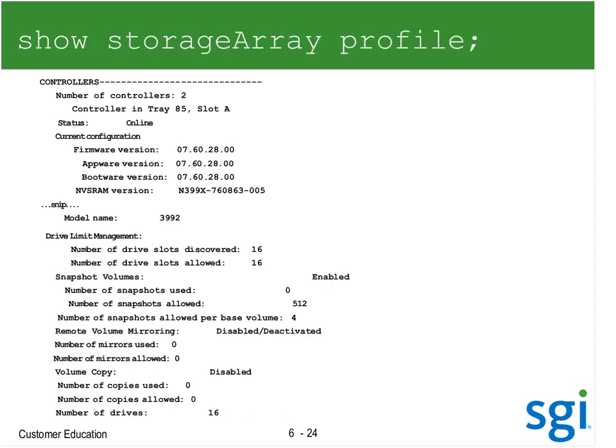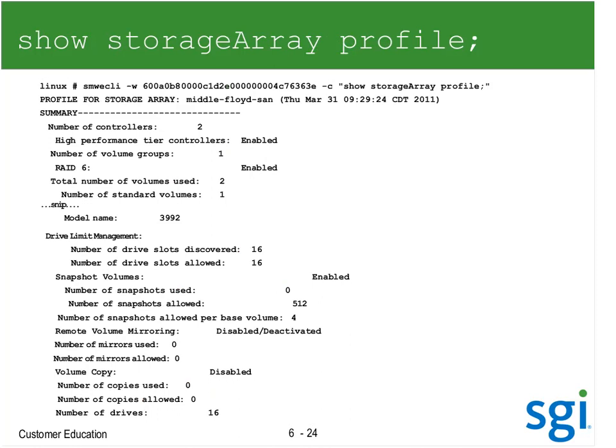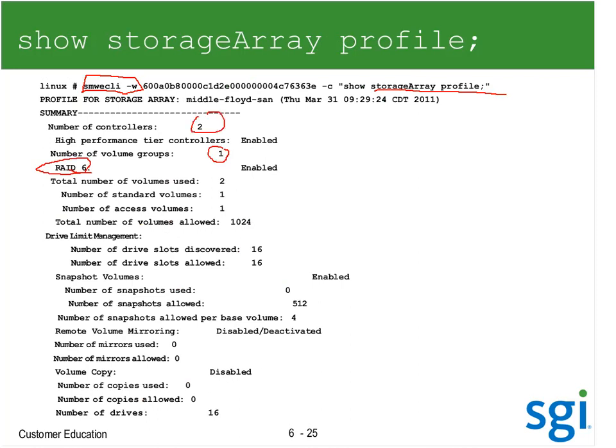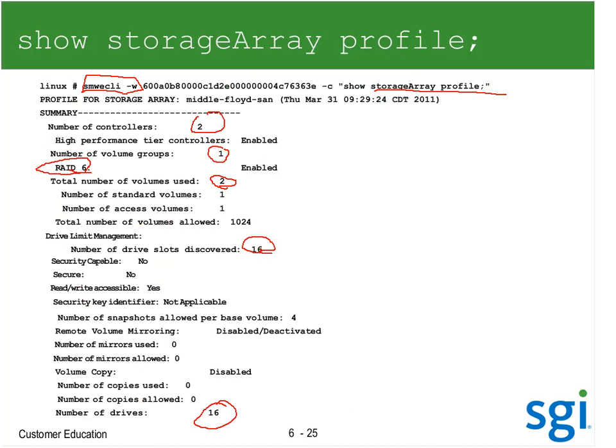This was done by command line, and did a show array profile again. Two controllers. I've got one volume group. It's configured as a RAID 6. Looks like there are two volumes. Number of drives, it looks like it found 16 slots in the tray, or trays. And I don't really care about a lot of this stuff right now. Number of drives, I've got 16 drives here.